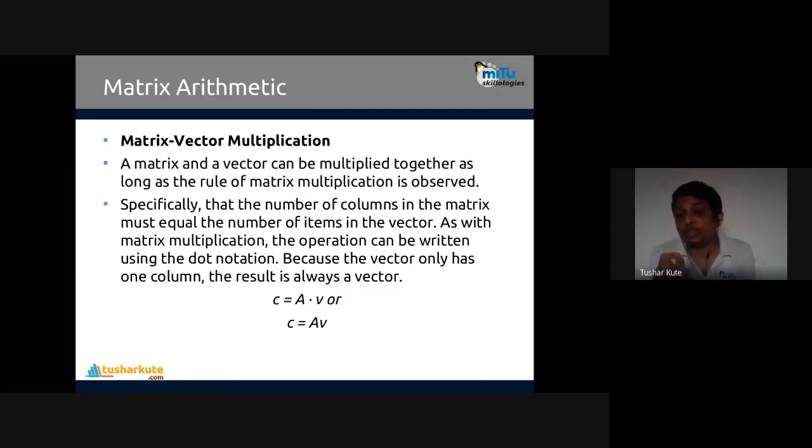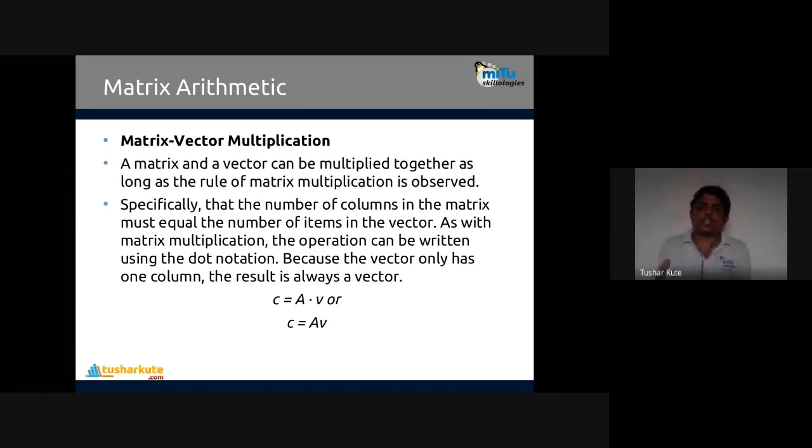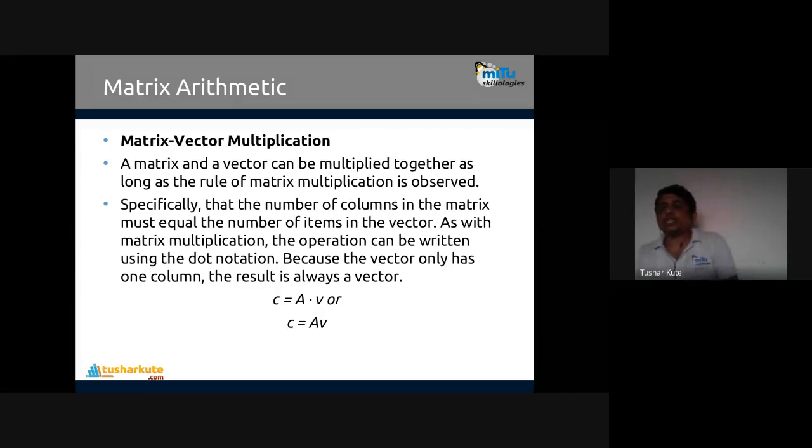Yes. What rule did I tell over here? This one: the number of columns in the first matrix must be equal to the number of rows in the second matrix. Now see, matrix-vector multiplication should obey the same rule. Specifically, the number of columns in the matrix must be equal to the number of items in the vector. A vector doesn't contain multiple rows and columns, so the number of items is what matters.